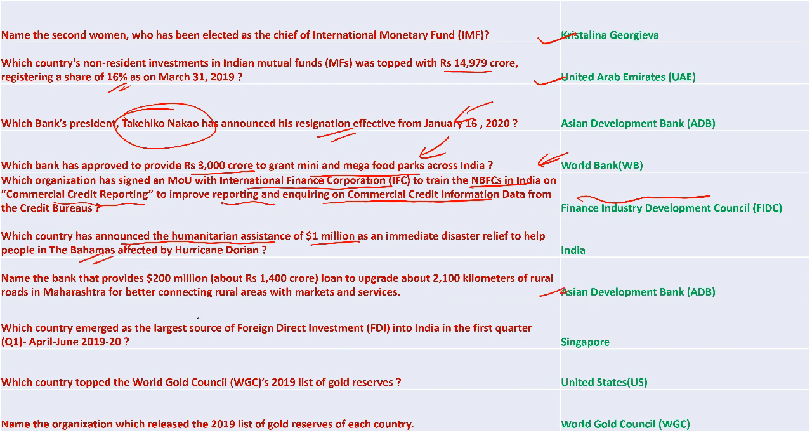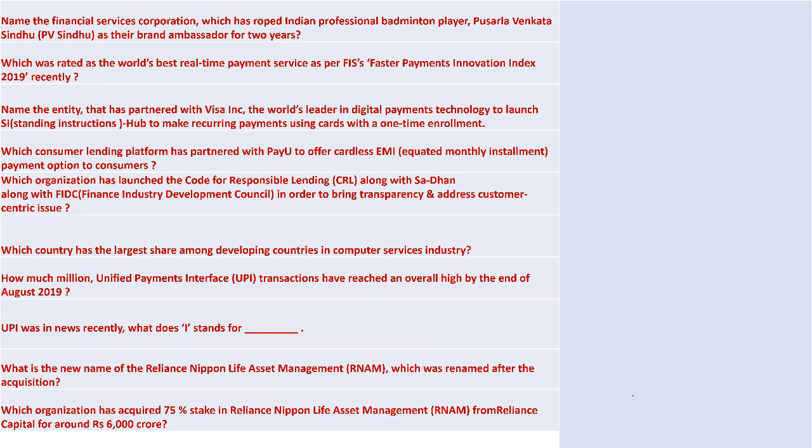Asian Development Bank has provided us with a 200 million loan to upgrade 2,100 kilometer rural road in Maharashtra for better rural connectivity. Singapore has emerged as the largest source of FDI into India in the first quarter, April-June 2019. United States has topped the World Gold Council list of gold reserves. India is ranked 10 if we include IMF. Remove IMF, ours is 9th. World Gold Council is the organization which releases this report. Okay, try these.